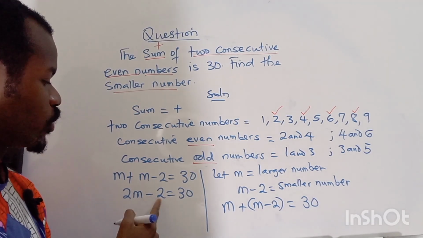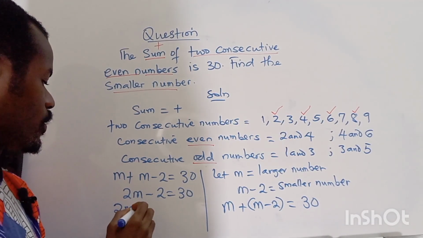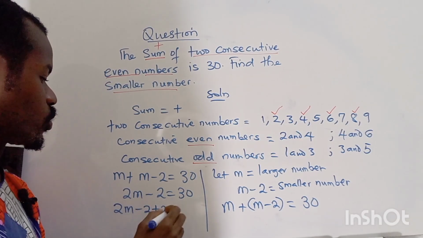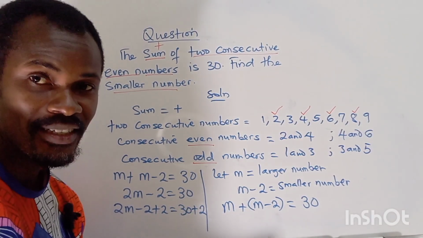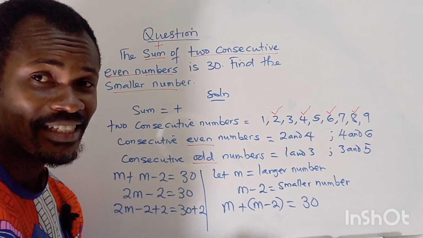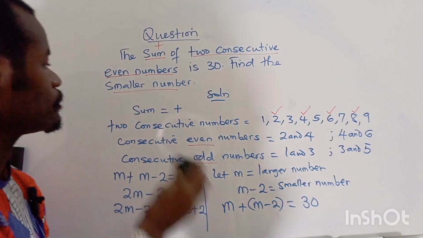Now, what do we do to remove this 2? We are going to add 2 to both sides. So 2n minus 2 plus 2 is equal to 30 plus 2. Now, in this case, remember, n is the larger number. So we are solving for the larger number first.